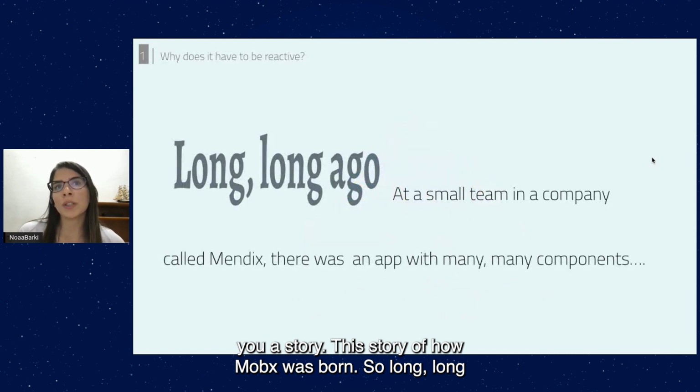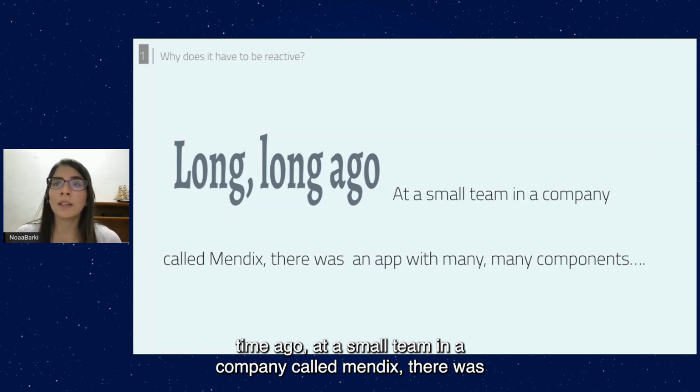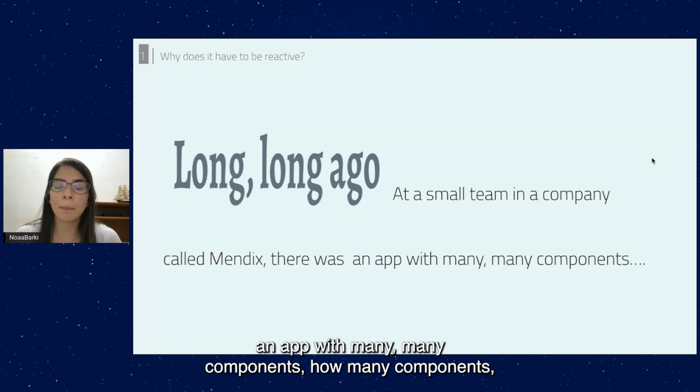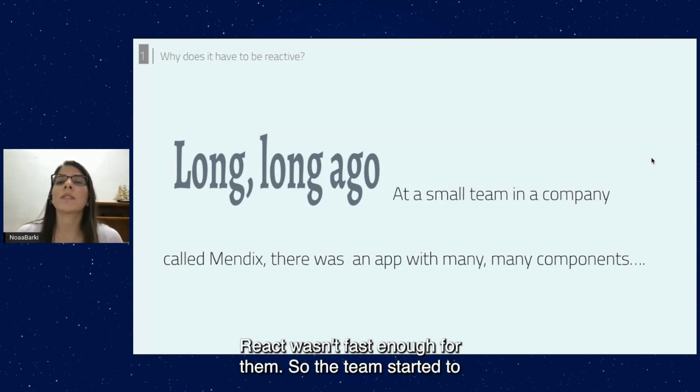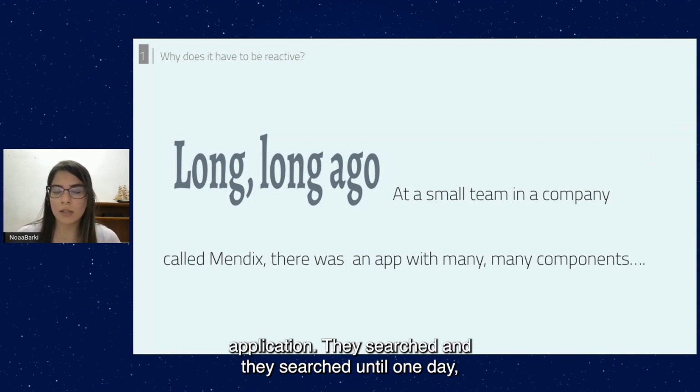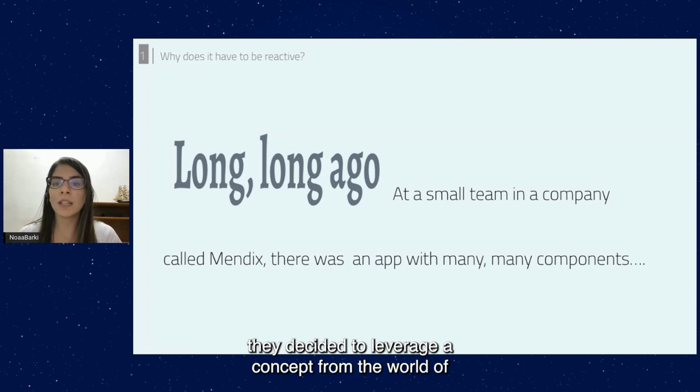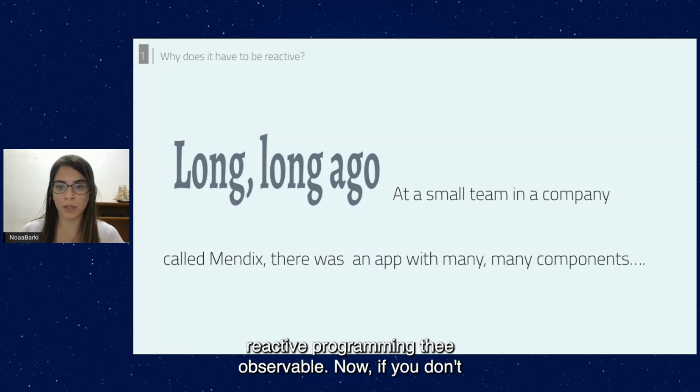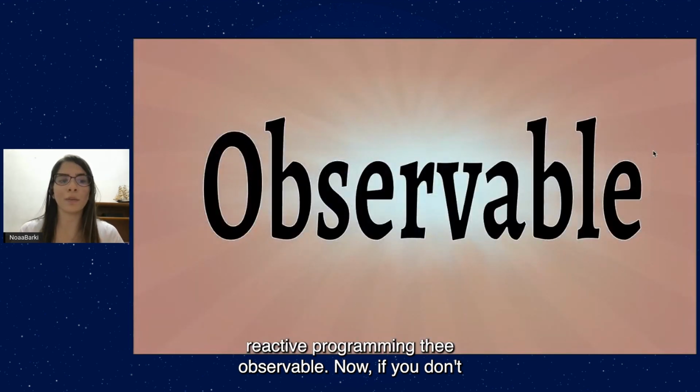So a long time ago, in a small team at a company called Mendix, there was an app with many components. How many components? React wasn't fast enough for them. So the team started to look for an elegant solution for how to create a faster web application. They searched and they searched until one day they decided to leverage a concept from the world of reactive programming: the observable.